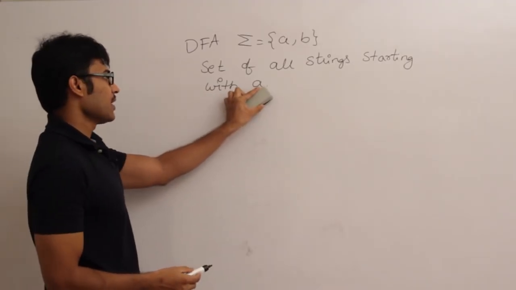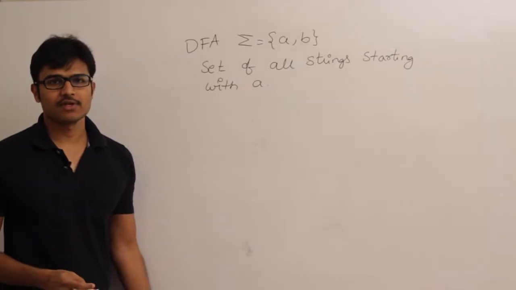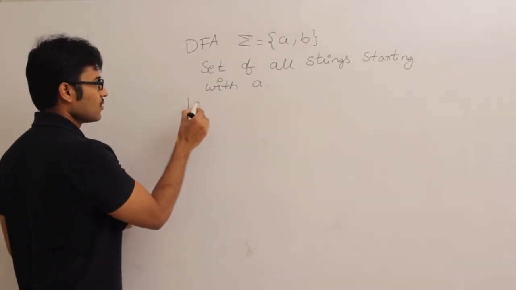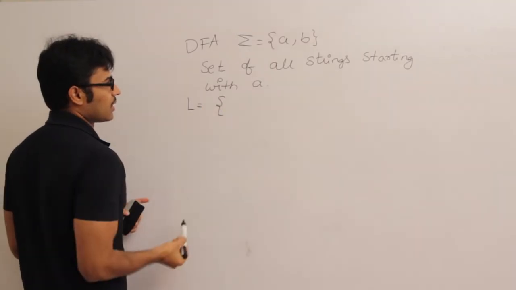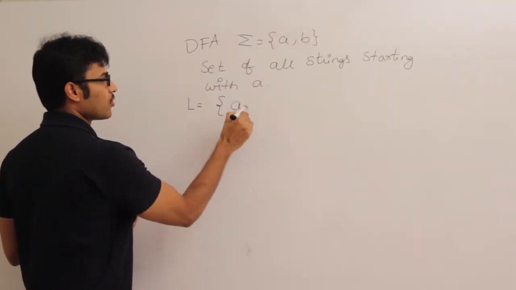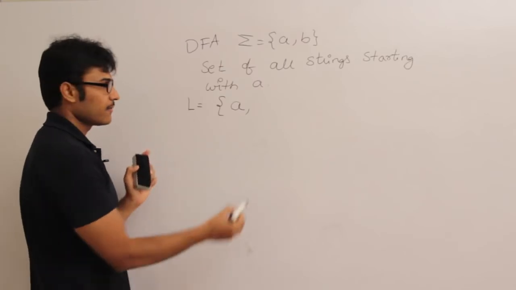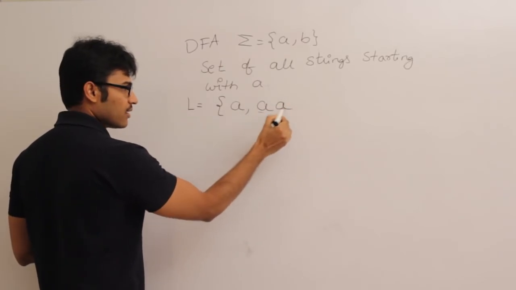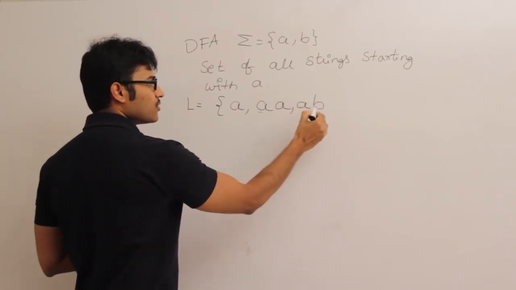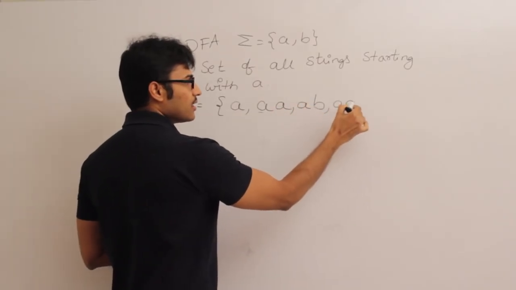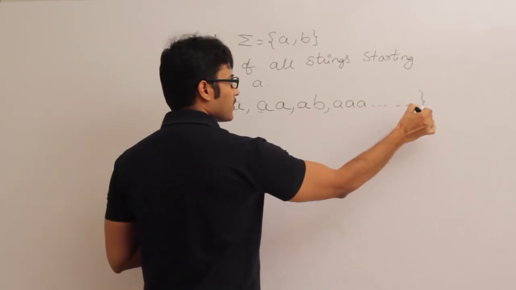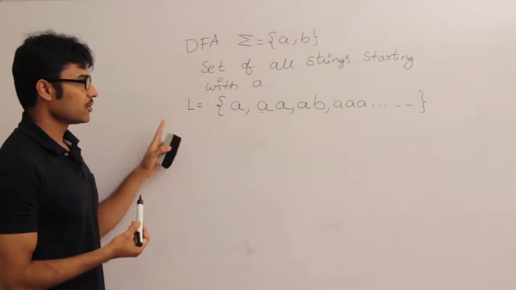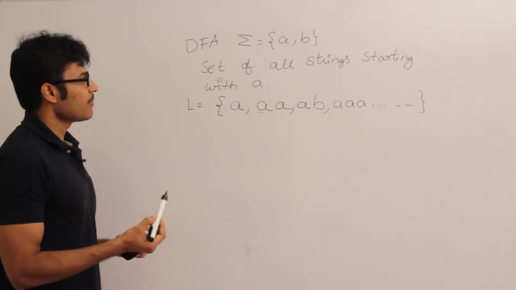First of all, whenever you see any problem, the first step is to identify the language. So the language is going to be: a, because a starts with a, then aa, because aa starts with a, and ab starts with a, and so on. First question: is this finite or infinite? Infinite. So we don't know whether we will be able to give a finite automata or not. But then let's try.